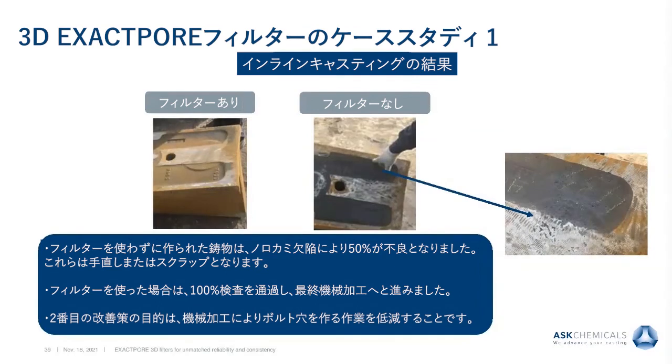After pouring, the castings were reviewed, and the filter castings had a very good surface. Non-filtered castings had a lot of slag and inclusions on the cope side surface, which produced 50% rejection for slag and inclusions that had to be either sent to rework or scrapped. The filtered castings 100% passed inspection and were sent to final machining. A secondary improvement was noted when the casting machining of the bolt implantation was reduced.